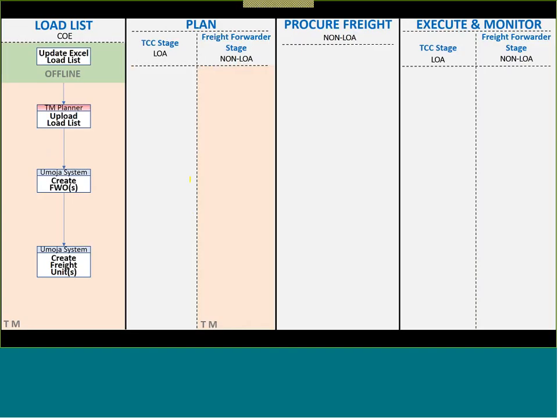Okay. So we completed the LOA part. Let's see how the non-LOA scenario works. In this case, it's UN, the one responsible for transportation, and is what we call the freight forwarder stage. For the non-LOA scenario, the freight orders will not be created automatically. Okay, so the planner will need to go to the transportation cockpit and do the planning, meaning creating the freight orders.